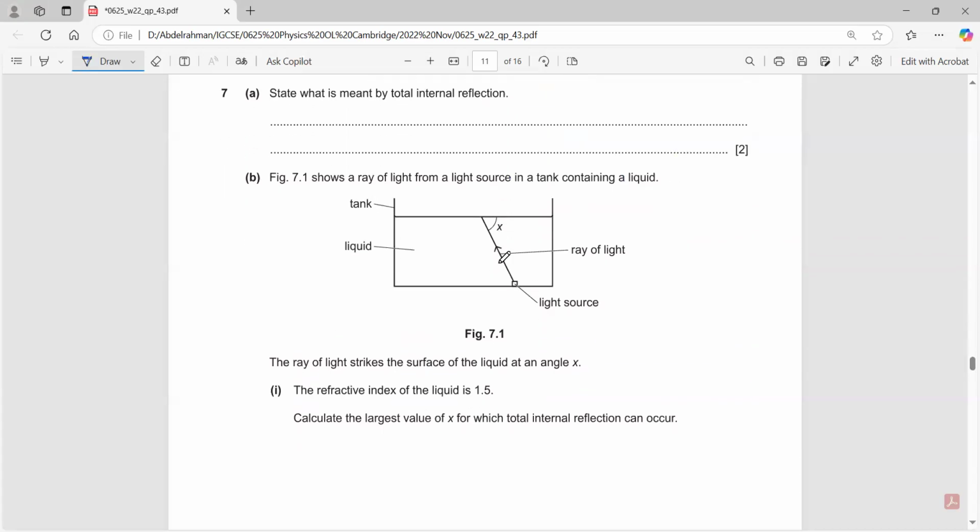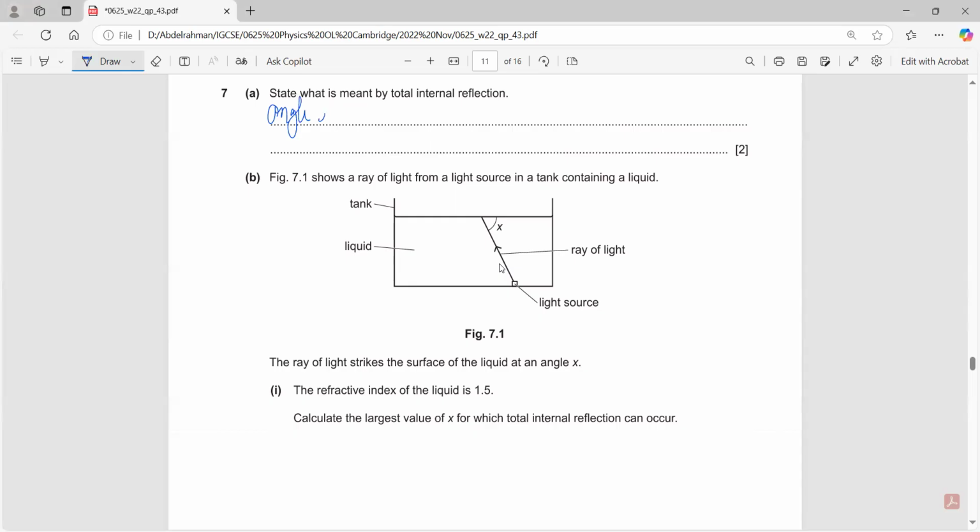State what is meant by total internal reflection. What is total internal reflection? The angle of incidence in the more dense medium, I've talked about the more dense medium, is greater than the critical angle. So all of the light is reflected back into the medium.